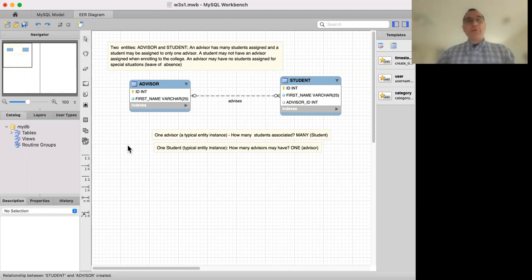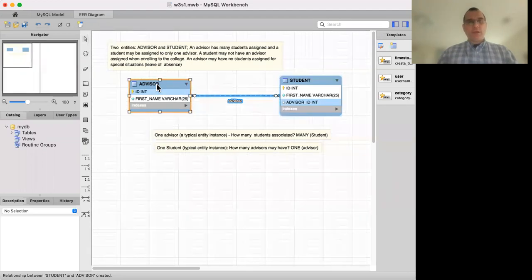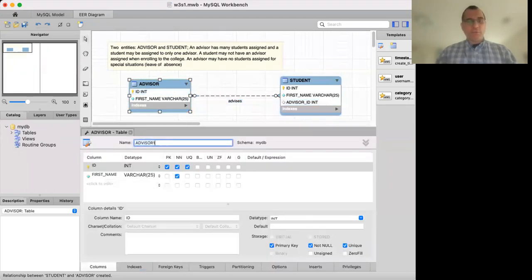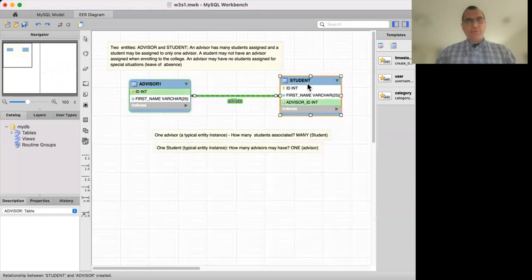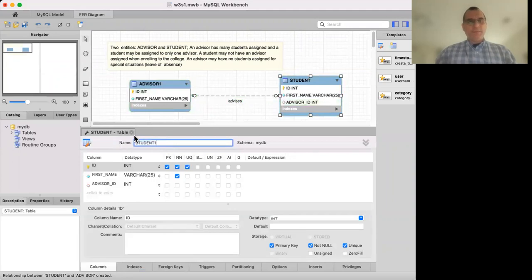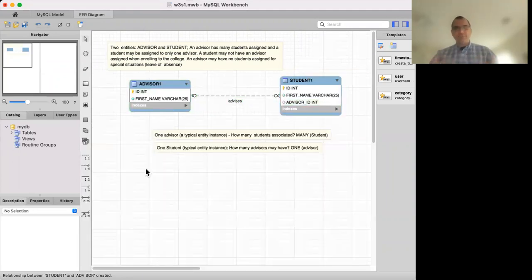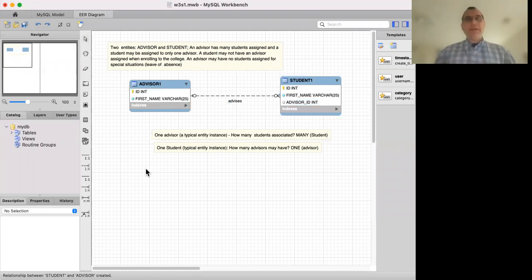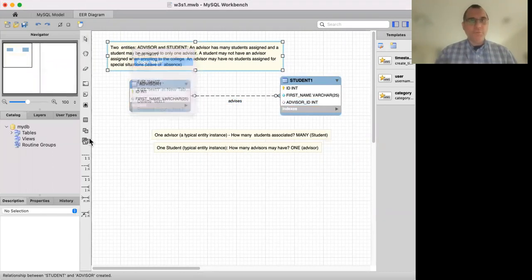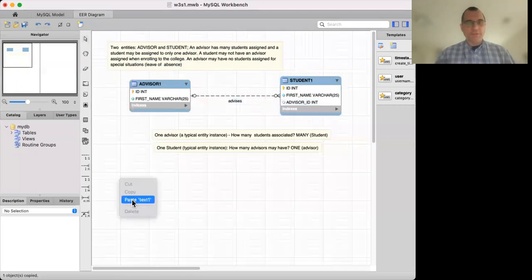And I will start with another typical situation. And let's put it here. So I will just refine, I will put here advisor 1 and student 1, just to represent that this was my first situation. Now, the next one, and let me see if I can paste, yes.